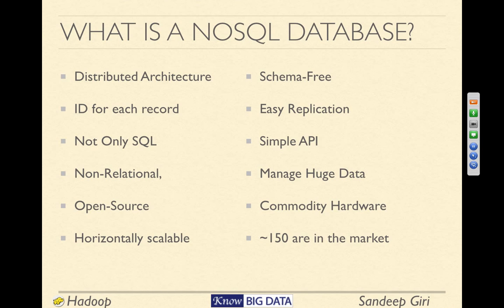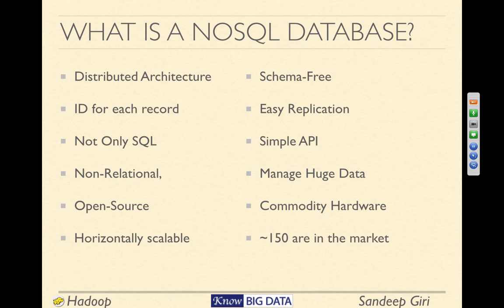Most of these are data stores, because hardly a few provide a full-fledged SQL kind of language for data in and data out. Most of them provide very simple, rudimentary key value pair, get and put kind of methods. So that makes them a simple API, so that the API does not become the bottleneck.